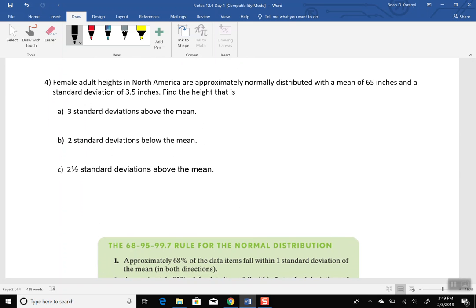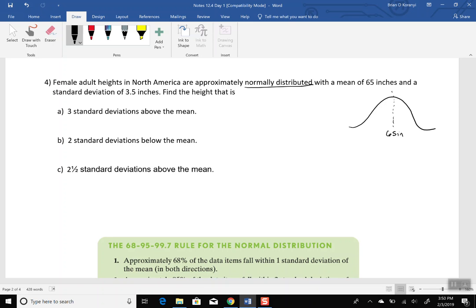So again, what's happening, and what we're going to be using is actually this rule a little bit later. But if it says it's normally distributed, you can automatically think that you have this bell-shaped curve. And in the center is going to be the mean of 65 inches. So some people's heights are going to be a little bit bigger, some are going to be lower. They had all this data of heights, and they did the calculation for standard deviation and found that it was 3.5 inches.